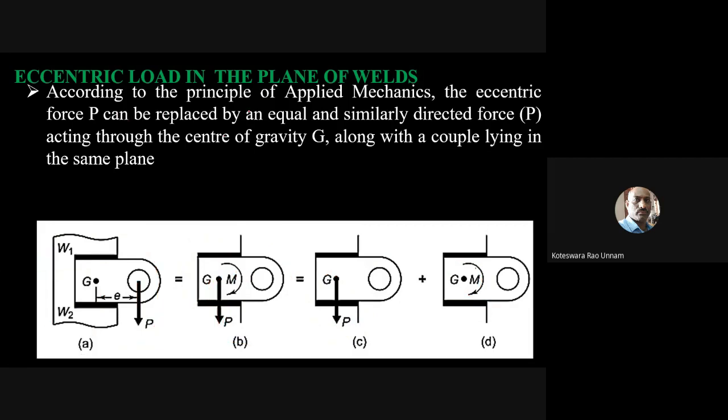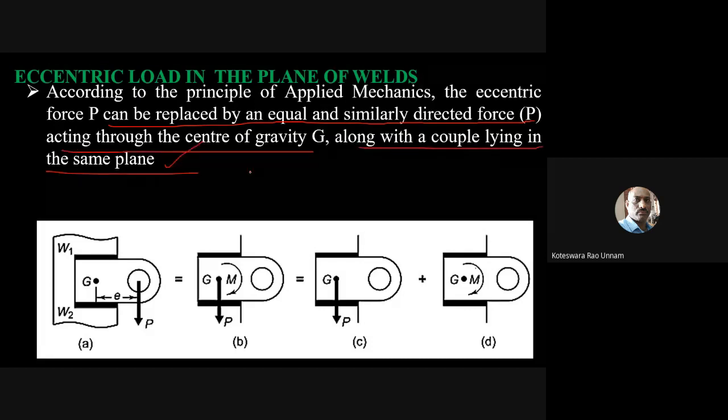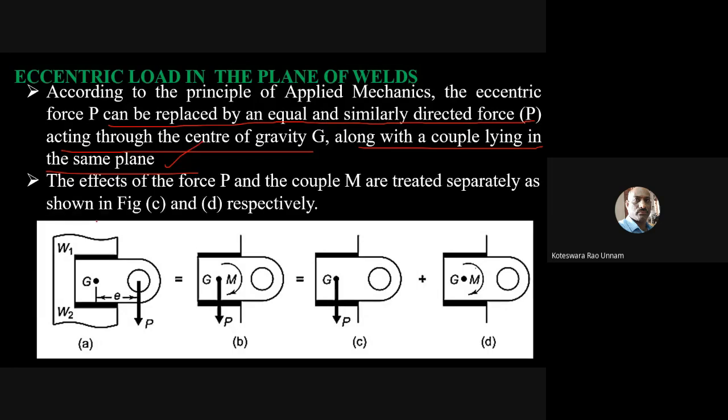According to the principle of applied mechanics, the eccentric force can be replaced by an equal and similarly directed force P acting through the center of gravity, along with a couple lying in the same plane. This is what I already discussed. The effects of the force P and couple M are treated separately, as shown in the figure. So we'll use the principle of superposition to find the effect of both. First we consider the effect of P separately and M separately, and then we club them to get the net or resultant effect.